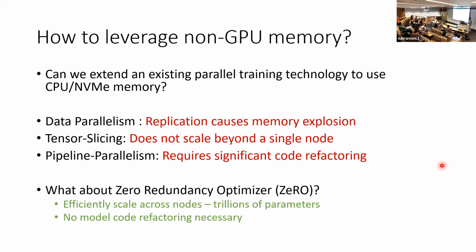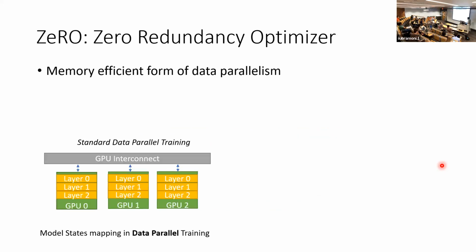So what does ZeRO give you? ZeRO gives you all of them combined: efficiently scale across nodes, and no model code refactoring necessary. But how? I think we talked a lot about what ZeRO gives you, but how it gives you that. So now think about a memory efficient form of data parallelism. ZeRO is exactly that.